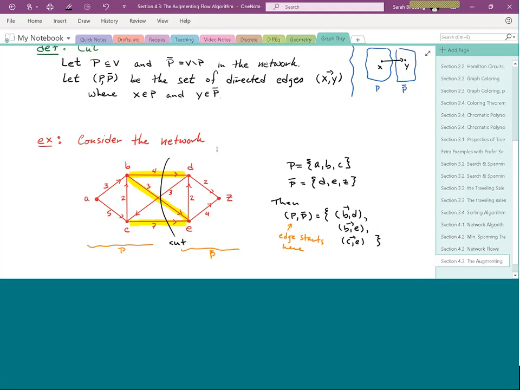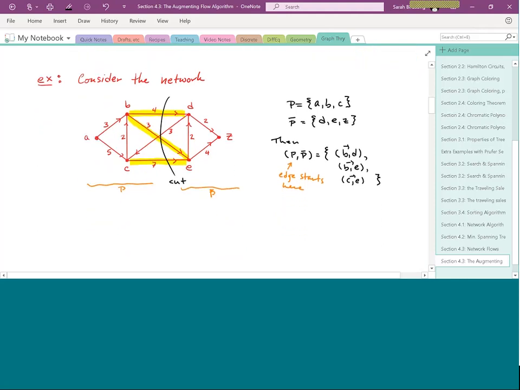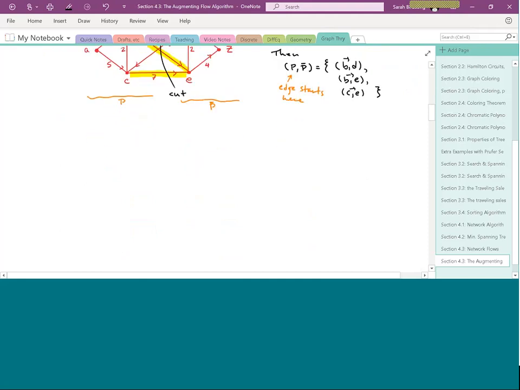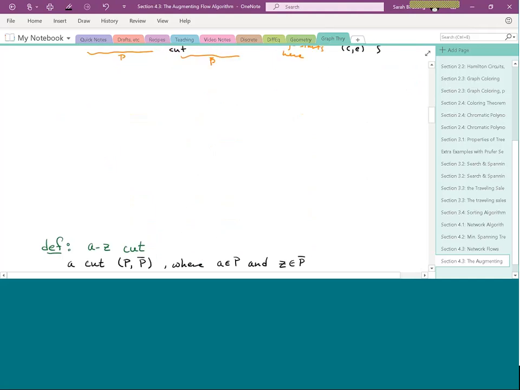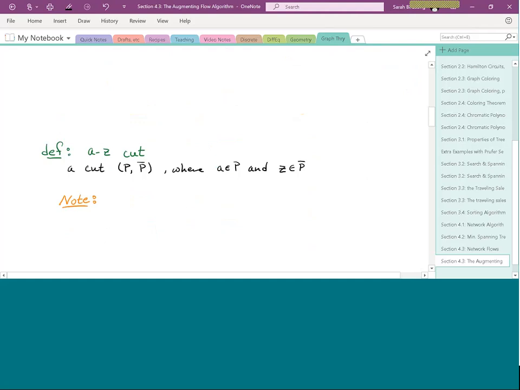All right, so let us look at some more definitions, and since I wrote all the scratch work to the side of the graph, we got a little bit of space there. All right, so the next thing that we want to look at is something called an AZ cut. We're going to look at AZ cuts quite a bit in this section, and in the future as well. An AZ cut is exactly what we just talked about. It's a cut, specifically this ordered pair P and P complement, but here's the part that makes it an AZ cut: where vertex A is in the first set and vertex Z is in the complement.